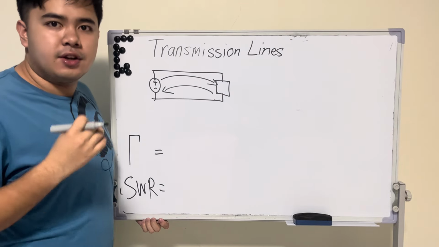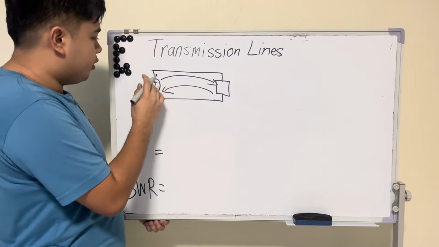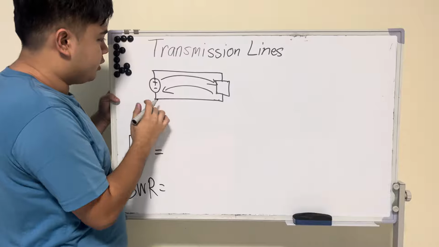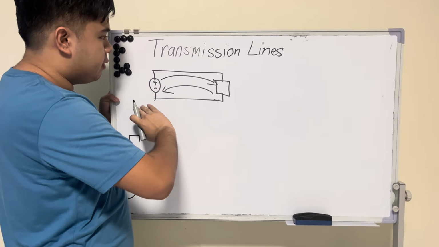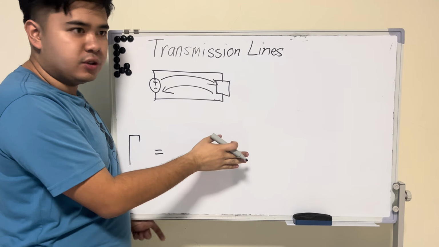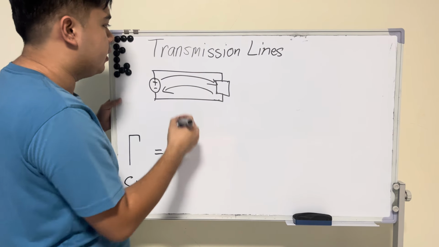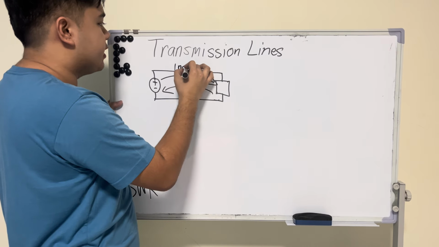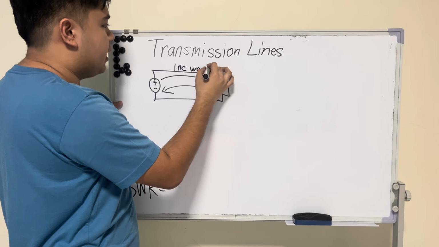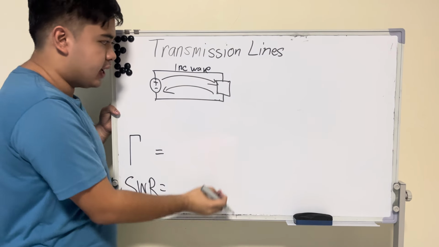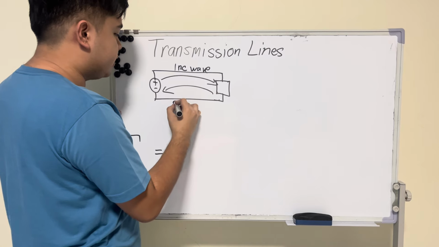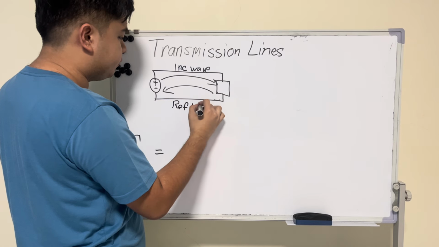Okay, so in a transmission line, the voltage, the signal from the source, we want to transfer it to the load, and we want the load to absorb as much of the voltage as possible. So this is called the incident wave. But some of that voltage gets reflected back. We call this the reflected wave.